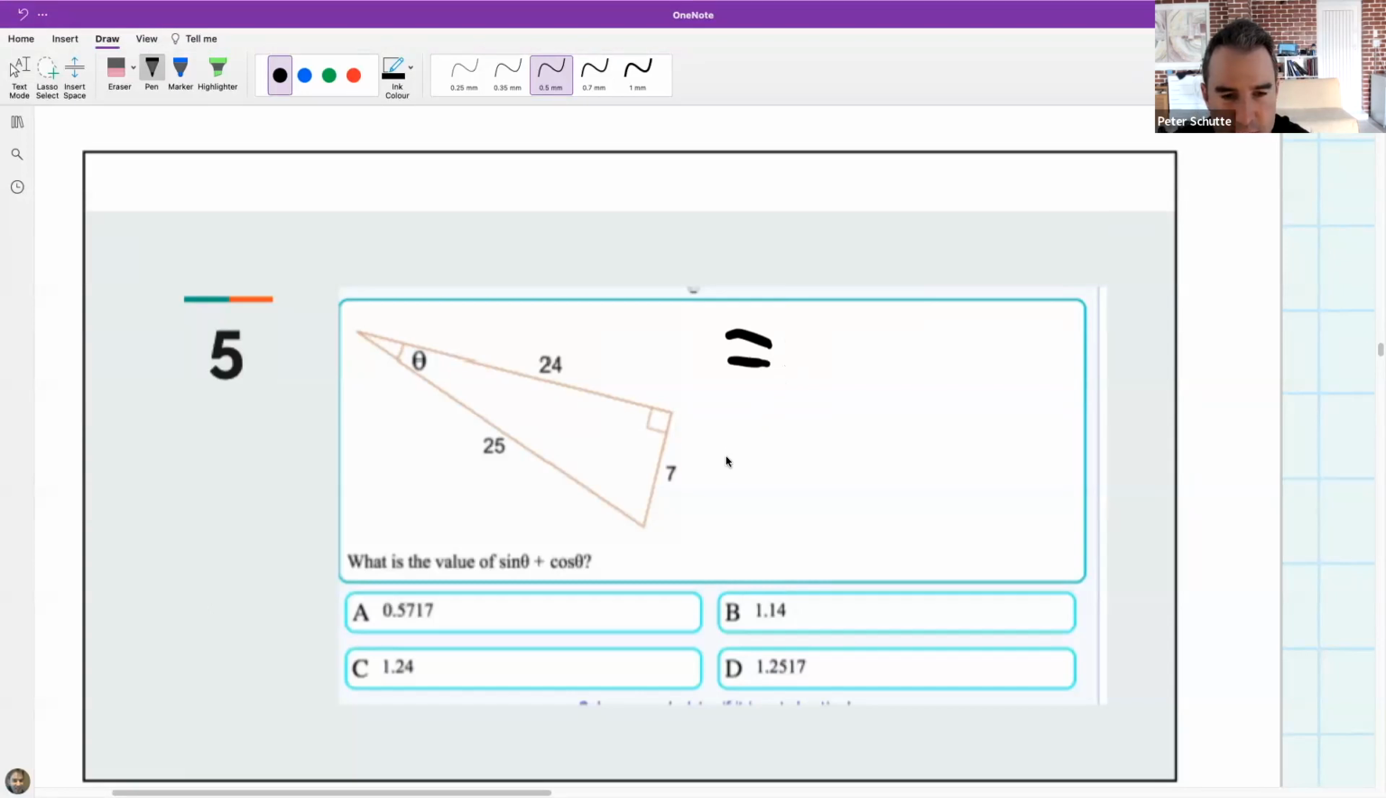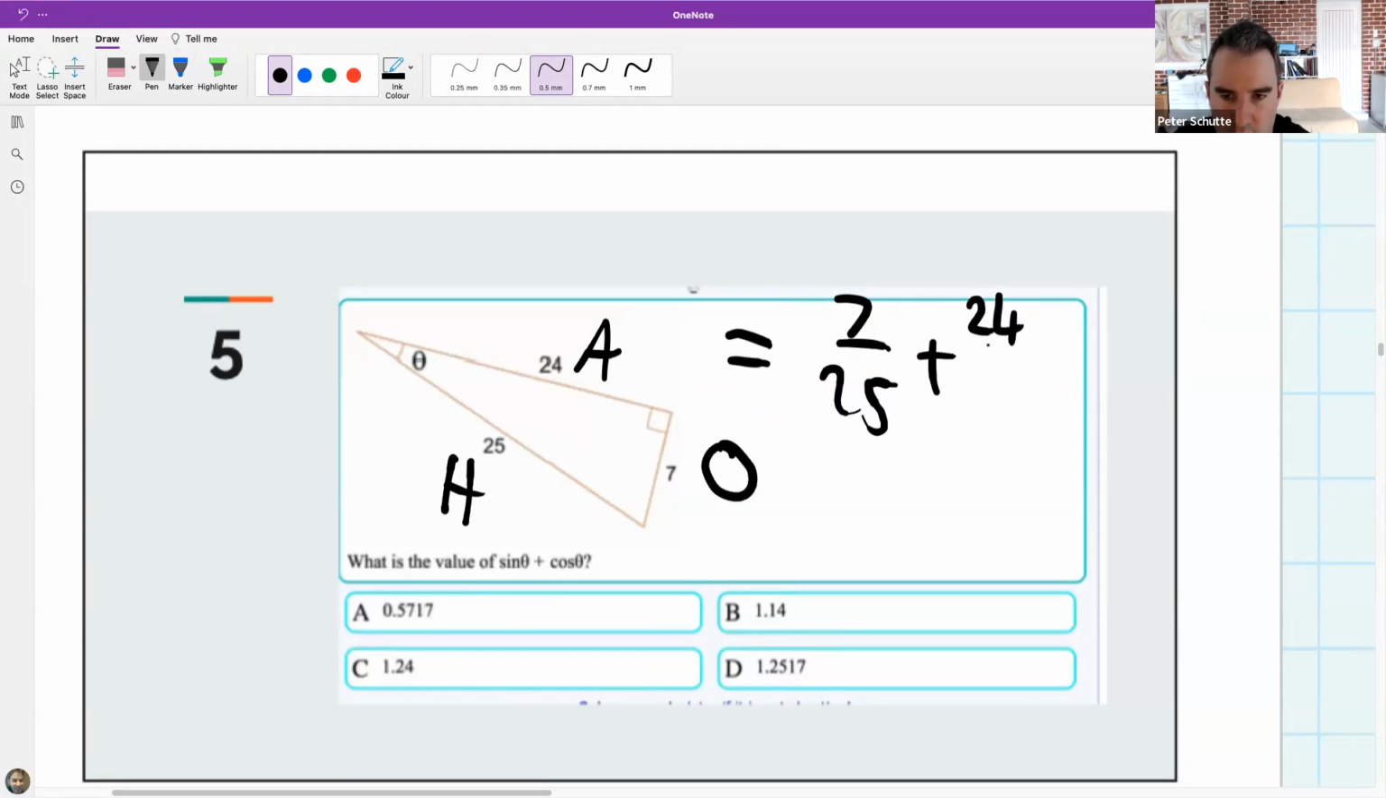We know that sine is equal to opposite over hypotenuse. So our opposite in this case is 7, and our hypotenuse side is 25. And we know that cos is equal to adjacent over hypotenuse. So our adjacent is 24, and our hypotenuse is 25. So you add that together, and it gives you 31 over 25. So the correct answer is C.